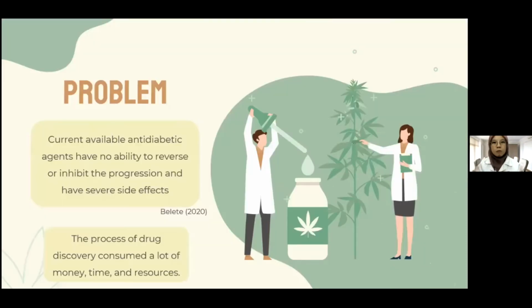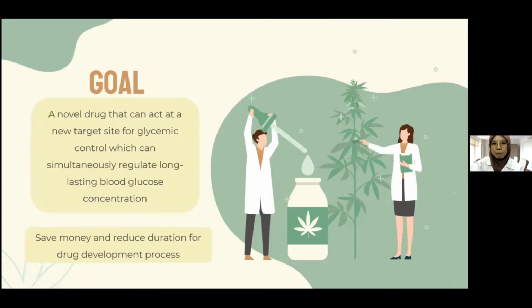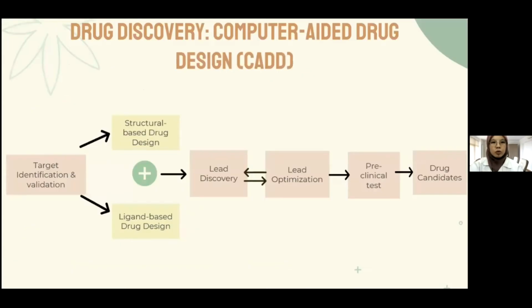Okay, the problem with the currently available anti-diabetic agents in the market is that they cannot reverse or inhibit the progression of T2DM and also have many severe side effects. Also, the process of drug discovery consumes a lot of money, time and resources. So our goal this time is to generate a novel drug that is effective for glycemic control, which can simultaneously regulate long-lasting blood glucose concentration, while at the same time saving money and reducing the duration for the whole drug development process. Okay, moving on to the drug discovery.